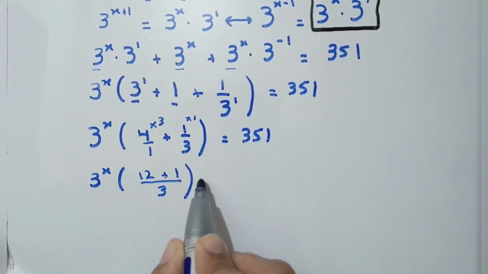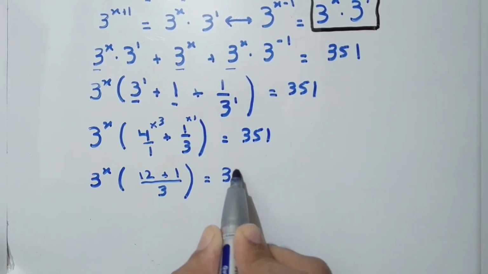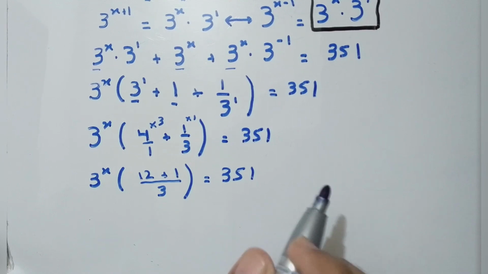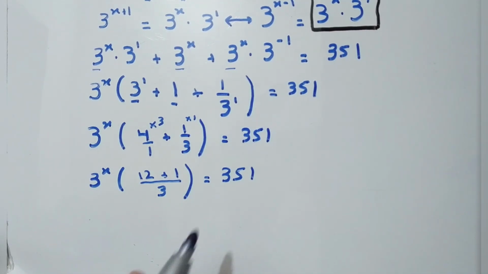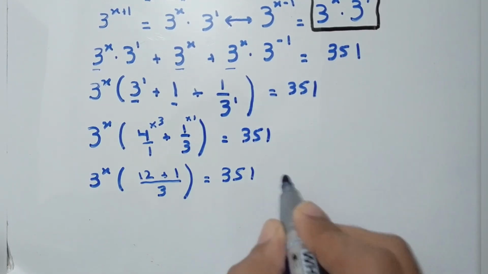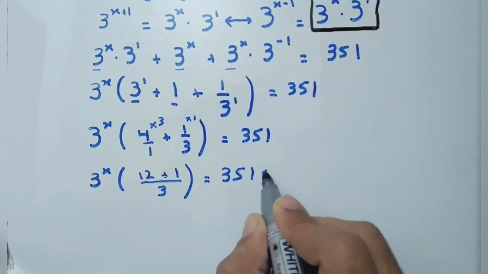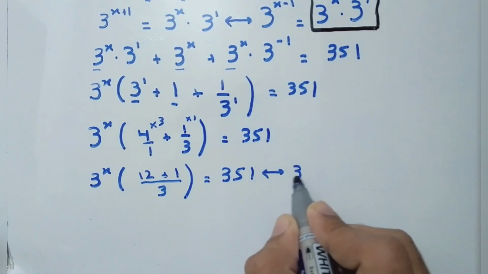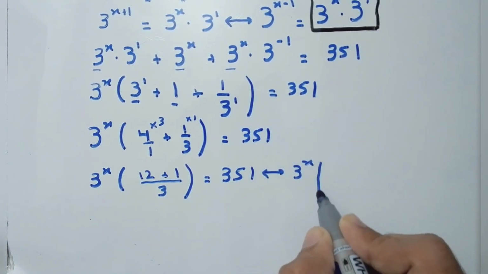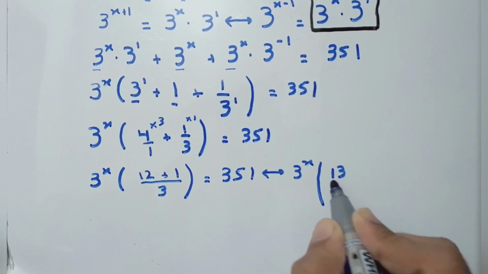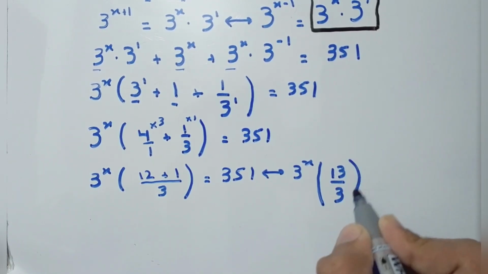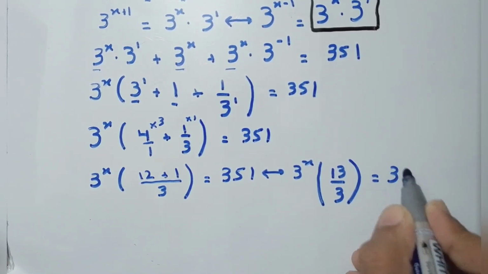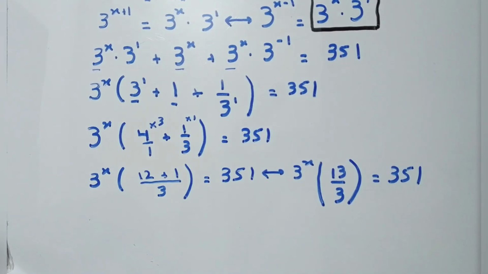I have a denominator 3. This is equal to 351. Okay, 12 plus 1 is equal to 13, so let's rewrite it here. This is equal to 3 raised to power of x times 13 divided by 3 is equal to 351. You are noticing that this equation is getting simpler and simpler.